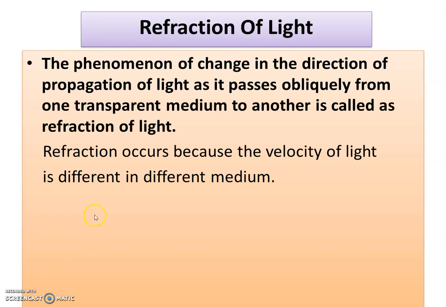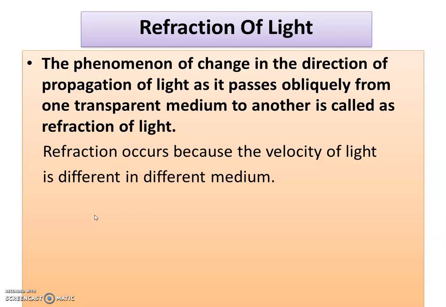Refraction of light: the phenomenon of change in the direction of propagation of light as it passes obliquely from one transparent medium to another is called refraction of light. Refraction occurs because the velocity of light is different in different media. We know that light always travels in a straight line, but when it passes from one transparent medium into another transparent medium, there is a change in the direction of propagation. This is simply called refraction of light.